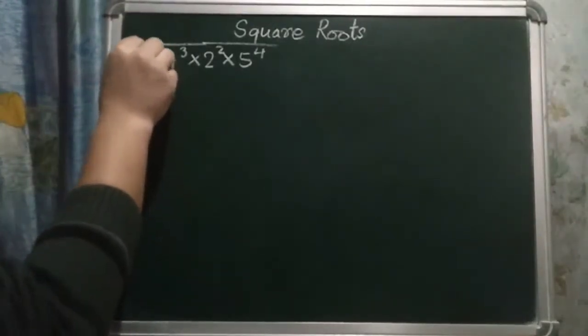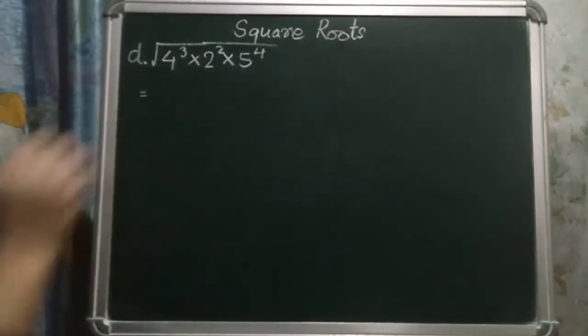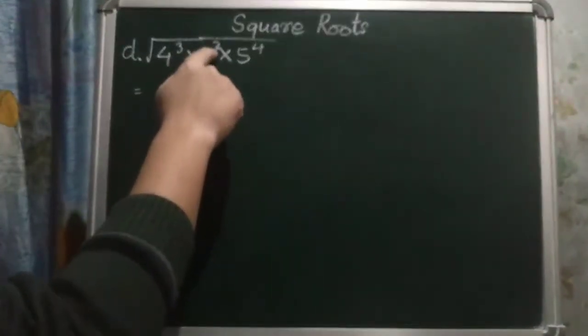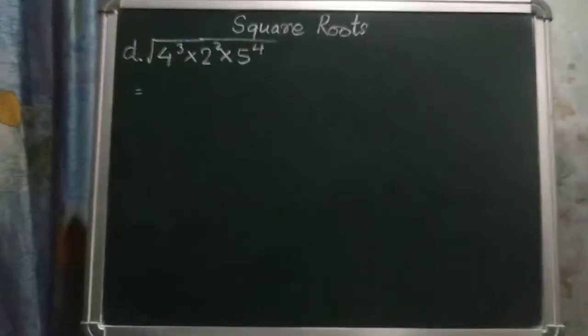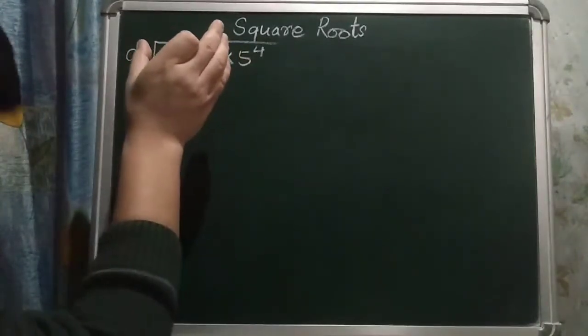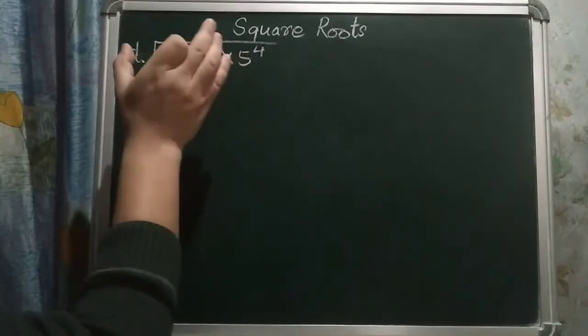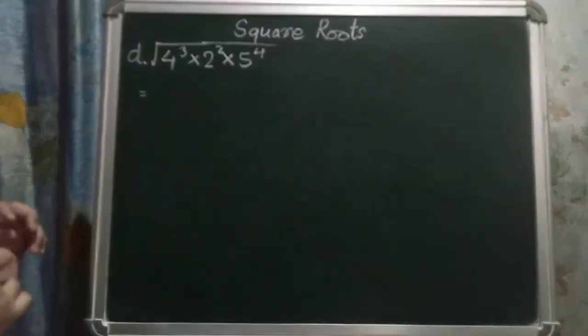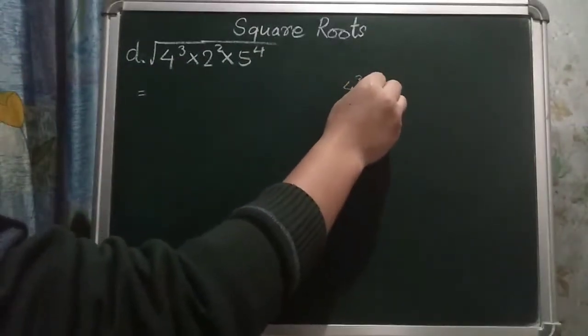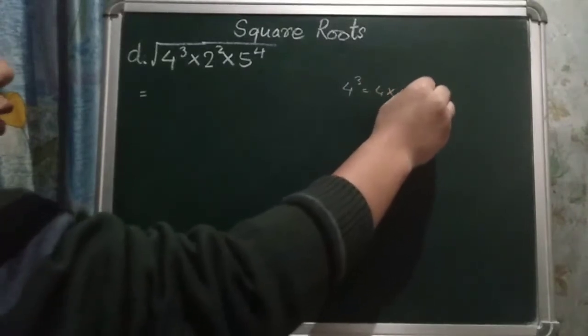In this question, what we have is the square root of 4 to the power 3 into 2 to the power 2 into 5 to the power 4. Okay, so what we have to do inside is, like we did in the square roots in pattern number 6, the same here. But right now, first we have to consider 4 to the power 3. Okay, 4 to the power 3.